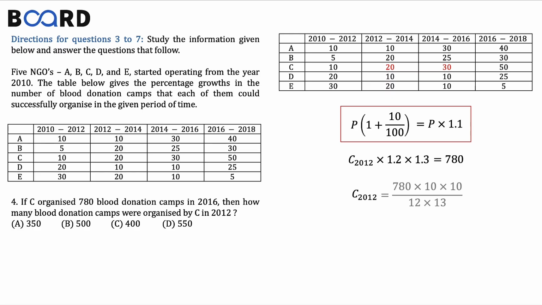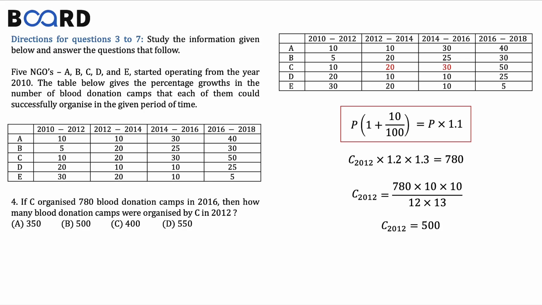So C 2012 becomes 780 divided by 1.2 and 1.3. We remove the decimals. They are in the denominators, 12 and 13, so 10 and 10 in the numerators. 13 can directly cancel out 780, 60 times. 12 can cancel out 60, 5 times. So 5 into 10 into 10. That gives us the value of C 2012 as 500. It's as easy as that.